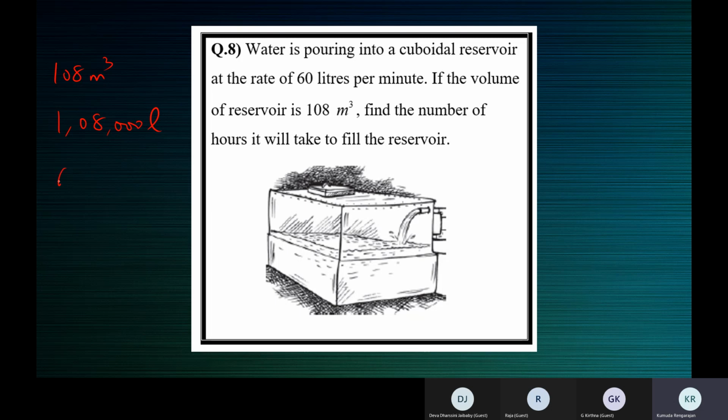Now it's like this: 60 liters is filled in 1 minute. So 120 liters is filled in 2 minutes, 180 liters in 3 minutes, 240 liters in 4 minutes, 300 liters in 5 minutes. Then 1,08,000 liters is filled in how many minutes is what we have to find. In such cases, a proportion will help you, because sometimes you might get confused. You may multiply instead of dividing, or divide instead of multiplying. So this proportion will save you from all that mess.